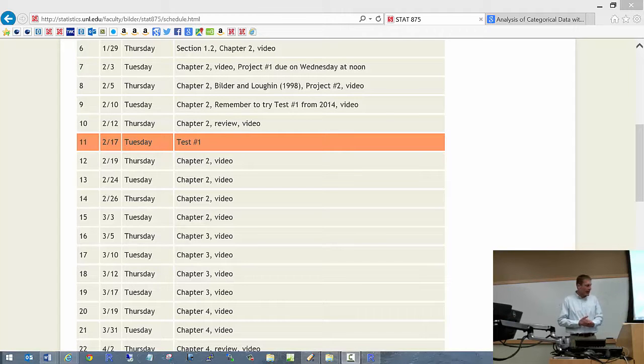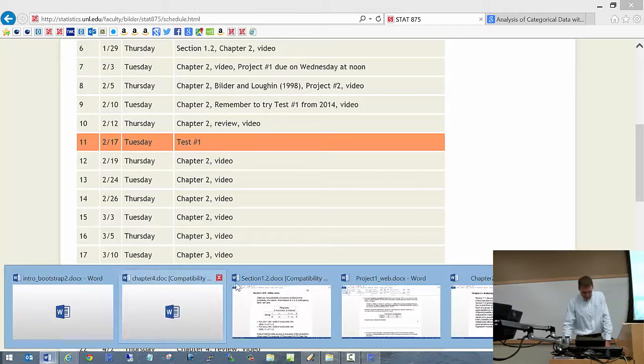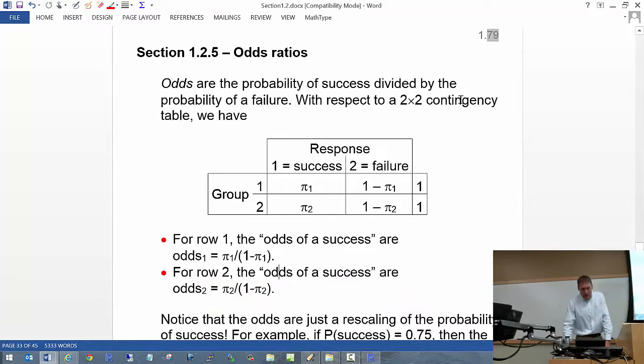Okay. We left off on page 179 of the notes. So we've been focusing on ways to compare two probabilities of success. We talked about pi 1 minus pi 2, pi 1 divided by pi 2. Now we're going to look at something a little bit different called odds ratios that allow us to compare two probabilities of a success.